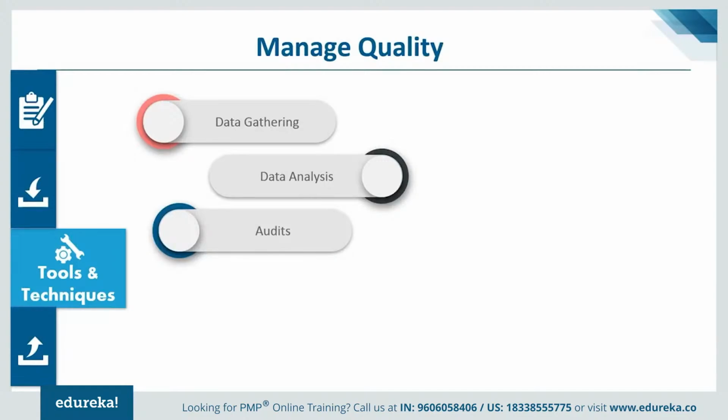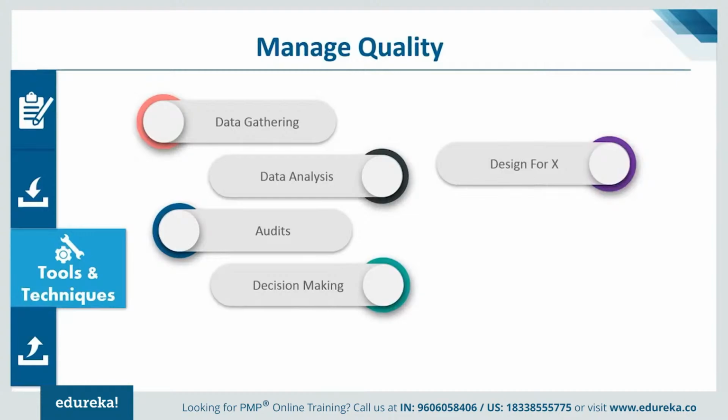Audits is another important thing that we always do as a part of manage quality. I hope audits are a pretty straightforward thing. It could be internal audits, it could be external audits, depending on the kind of audits that are conducted in your organization. Decision making is something, again, pretty straightforward. We make decisions based on the kind of data that we've gathered, and the design for X.